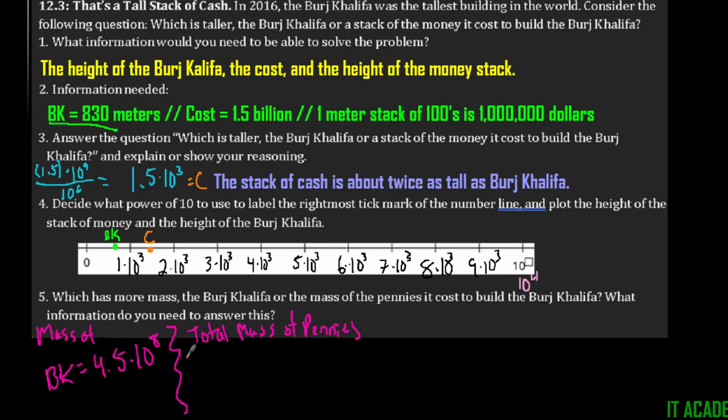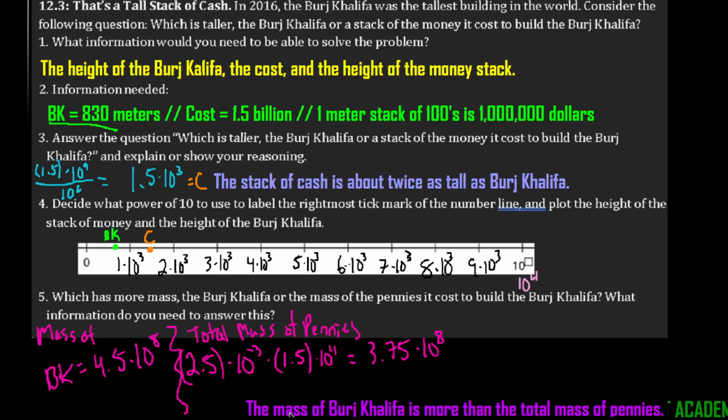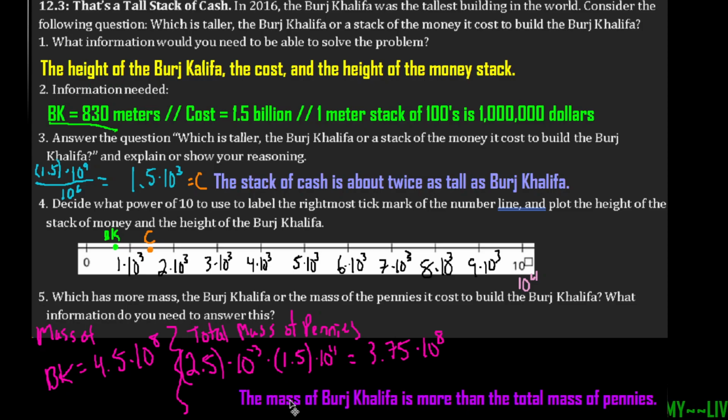is going to be 2.5 times 10 to the negative 3. And we have times 1.5 times 10 to the 11th power because of that 1.5 billion. And so we have to multiply these together, and we get 3.75 times 10 to the 8th power. And so what we have is this: the mass of the Burj Khalifa is more than the total mass of the pennies.